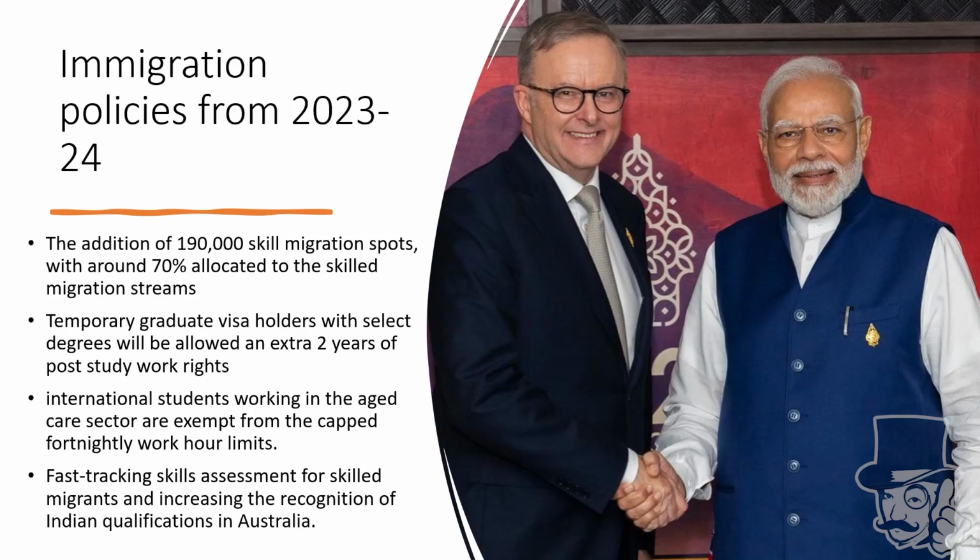I don't remember how many hours they're allowed to do, but there's a limit on how much foreign students can work in our country. So those caps don't exist if they're working in aged care, which is fantastic. And also fast-tracking skilled assessment for skilled migrants and increasing the recognition of Indian qualifications in Australia. So yeah, India is the second biggest in terms of population, and I'm pretty sure our mate Albanese here is trying to make strong ties with India so we can get more immigrants from India to help alleviate the capacity constraints that we will have in the future.